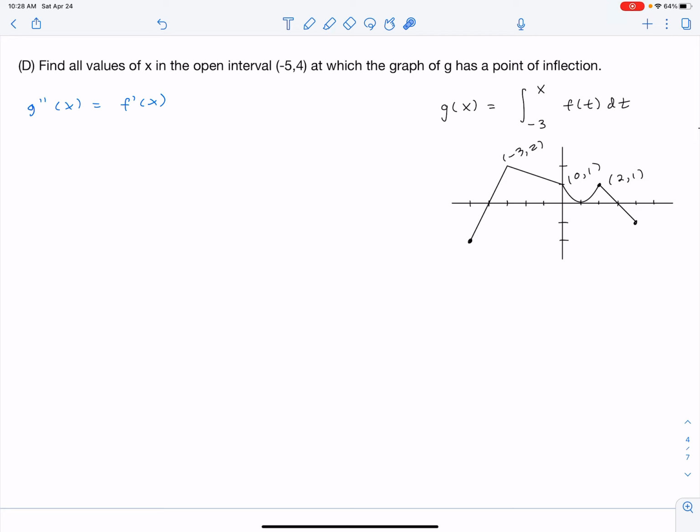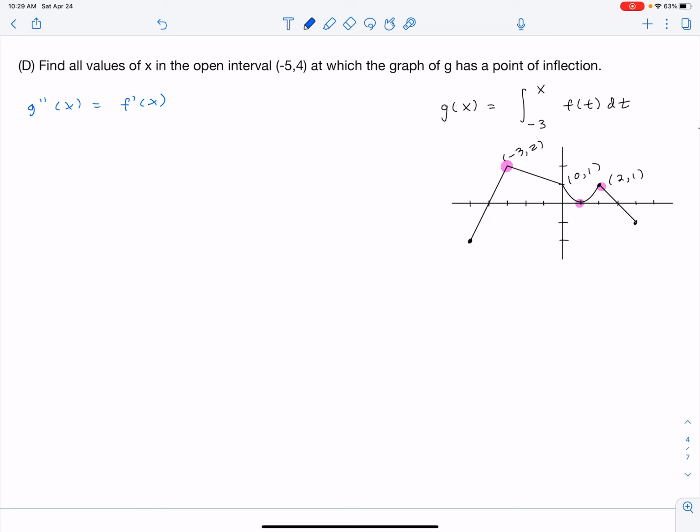I think you guys would agree: increasing, increasing, increasing, right here decreasing, decreasing, decreasing. So there must be an inflection point here. Where else must there be an inflection point? Decreasing, decreasing, decreasing, increasing, increasing, increasing. So there has to be an inflection point here because it changed from decreasing to increasing. And then finally increasing, increasing, decreasing, decreasing. So there has to be an inflection point here.